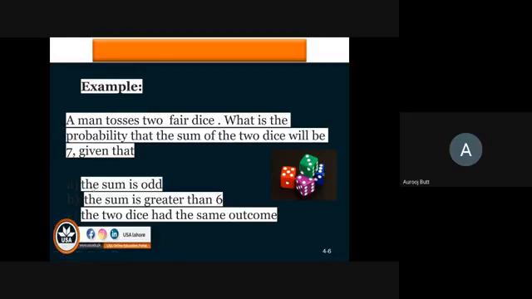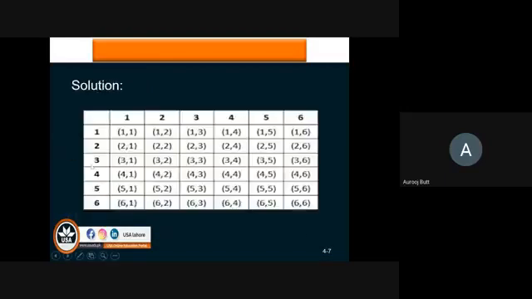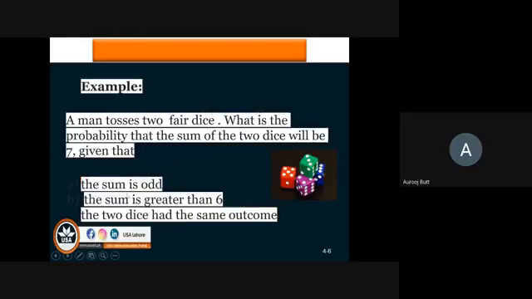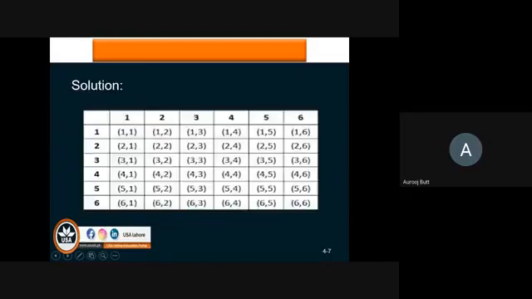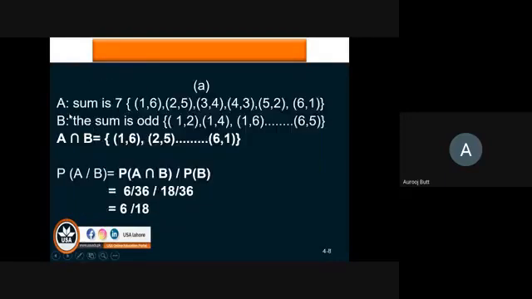And what is event B? The sum is odd. The sum is odd means you need to add the outcomes of both dice, and whatever the result is, that must be odd. Odd means 1, 3, 5, 7, and so on. So simply define the events. That is your first step. Event A is defined as the sum is 7, and event B is defined as the sum is odd.